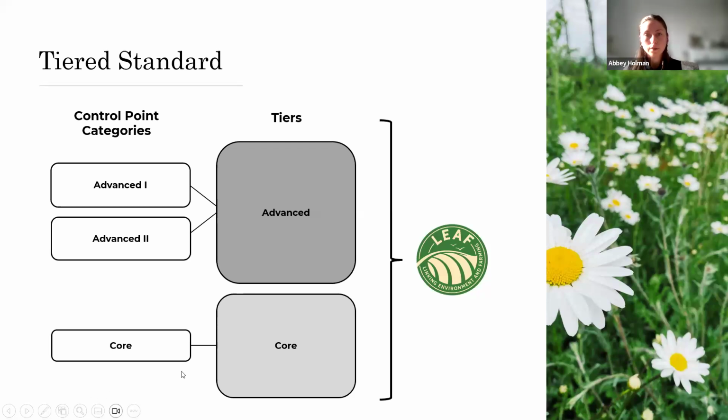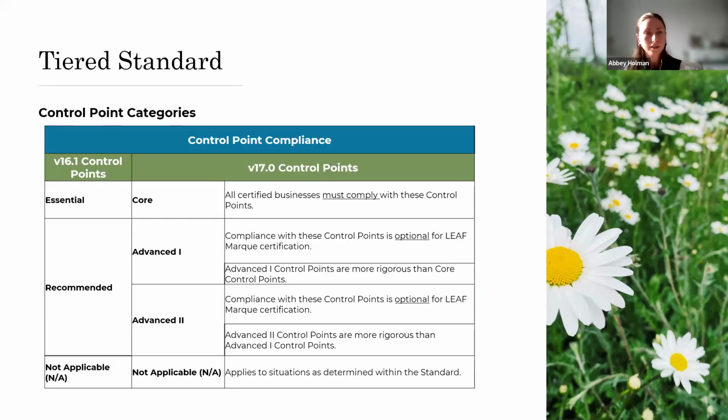There will also be one more thing to note on this. There will only be one LEAF Marque logo that's representative of both of these tiers. So for example, you won't be able to at this time use a different logo if you're in an advanced tier of LEAF Marque. However, we do plan to make available a way for businesses to demonstrate and evidence that they are meeting advanced criteria and falling into an advanced tier. So we'll talk a little bit more in detail now about what the difference between these control point categories are, and then after this we will talk about the tiering.